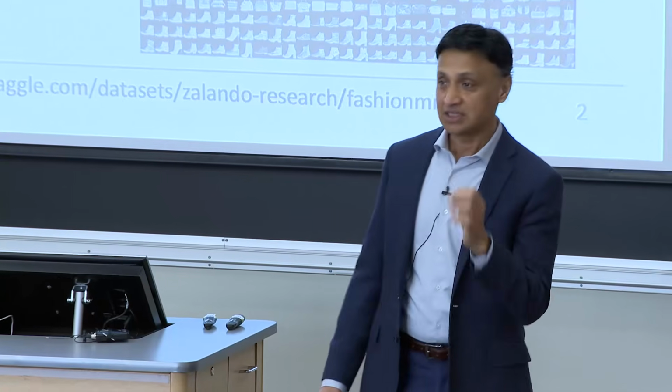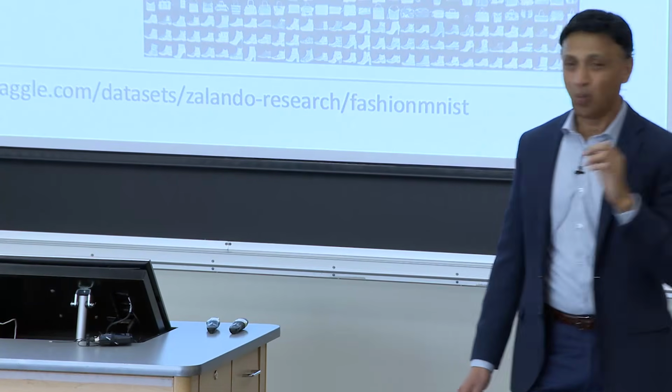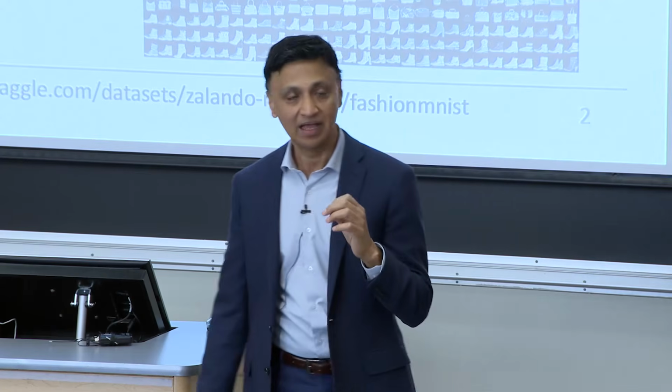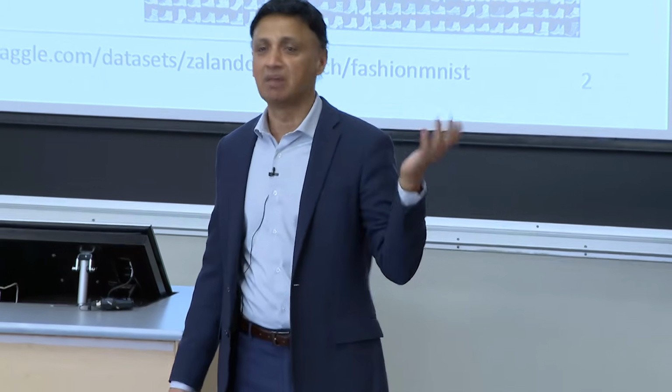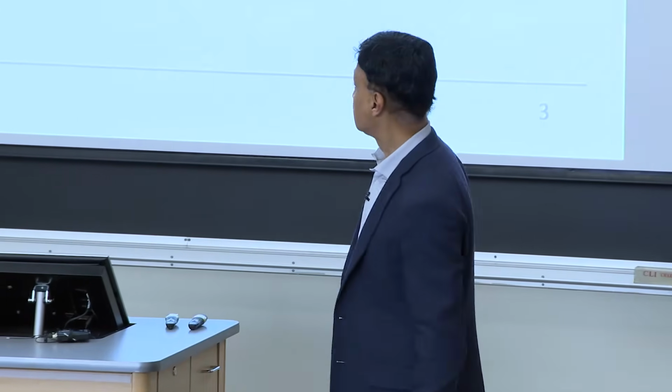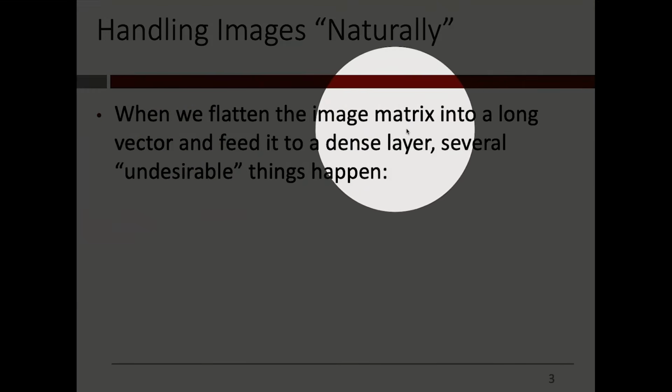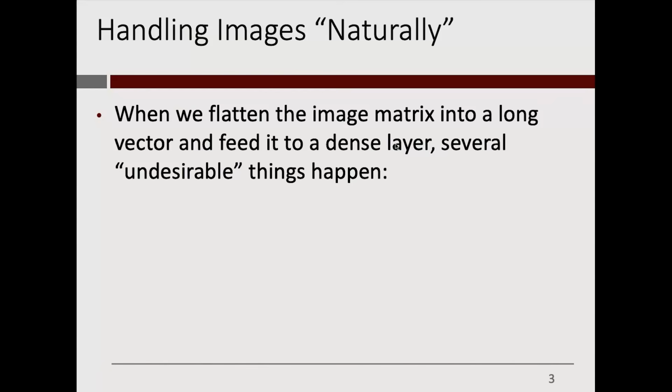So let's just spend a few minutes on what it is about images that we have to really pay attention to, as opposed to any arbitrary vector of numbers that's coming in, okay? When we flatten the image into a long vector and feed it into a dense layer, several undesirable things can happen. What are some of them? Any guesses?